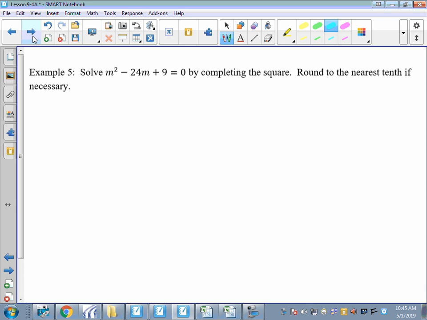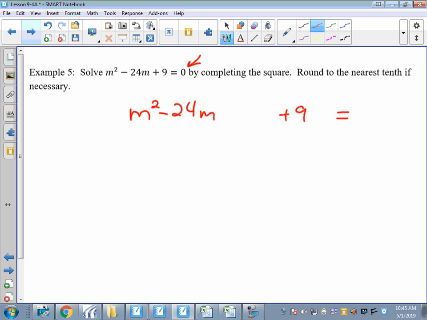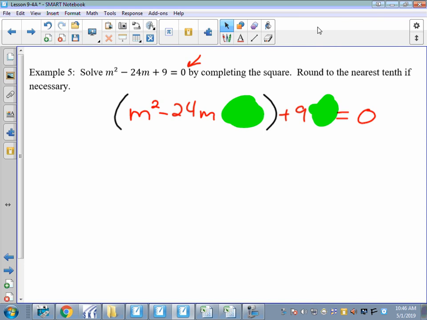m squared minus 24m plus 9 equals 0. So we're already equal to 0, so we're in good shape there. The next thing to do is complete the square. So I'm going to take this m squared minus 24m, scooch over that plus 9, and then set it equal to 0. Remember, I'm going to have a number in here. I'm going to use the parentheses now. And I'm going to have a number in here that I'm adding, and I'm also going to subtract that same number out here. And I'm going to do that by completing the square.